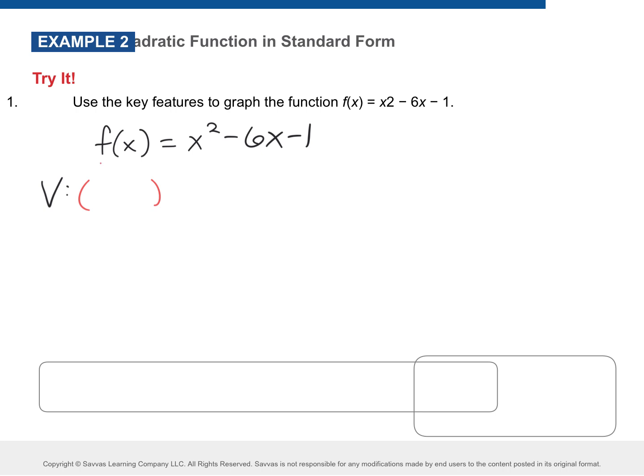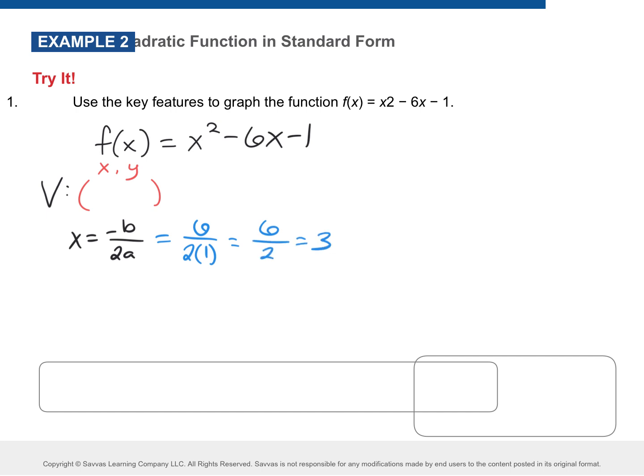So we need to find the vertex. Remember, vertex is always in the form of x and y. So we have to find both x and y. I want to find the x first. How can I find the x? Negative b over 2a. x equals negative b over 2 times a. What is my negative b? 6 over 2. What's my a value? 1. 6 divided by 2 is 3.